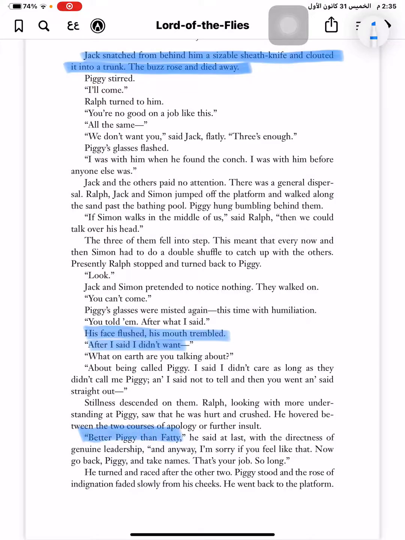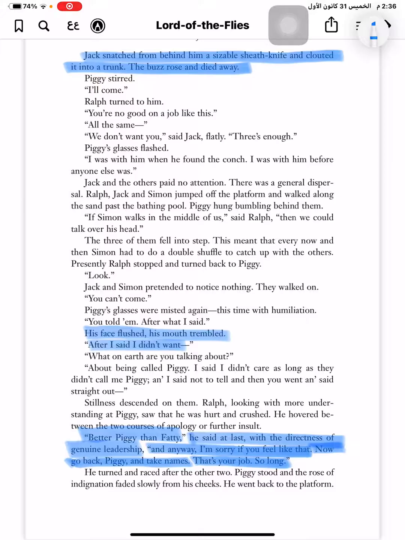Why? Because it is an evaluation made by the narrator. Genuine leadership, as if he's really a leader, that he's trying to satisfy all other boys. "And anyway, I'm sorry if you feel like that. Now go back, Piggy, and take names. That's your job. So long." You see here, Ralph said I'm sorry for the first time, and he is trying to convince Piggy that his job is better to keep names.